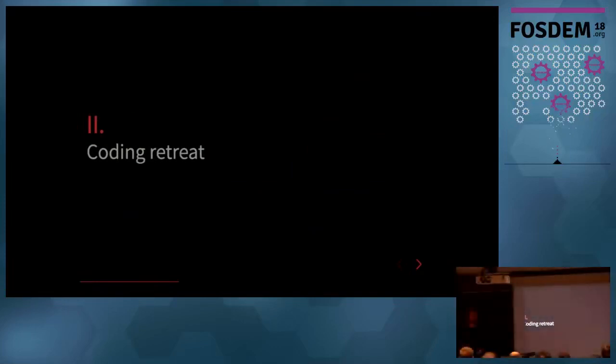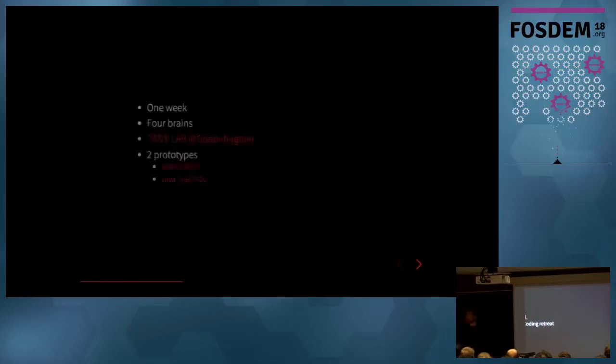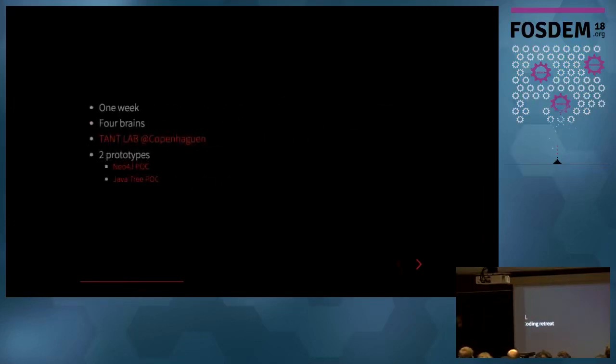So this is why we decided to go to Copenhagen for a week, where Mathieu spent some time as a, I don't know how you say that, a visiting researcher. And so we went to see him and tried to work for 1 week together on tackling this problem. So 4 brains, in a lab called Talent Lab in Copenhagen, and we worked simultaneously on 2 concurrent prototypes to try and solve this problem.